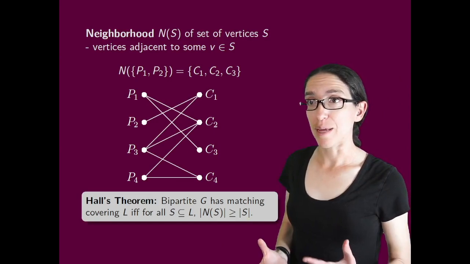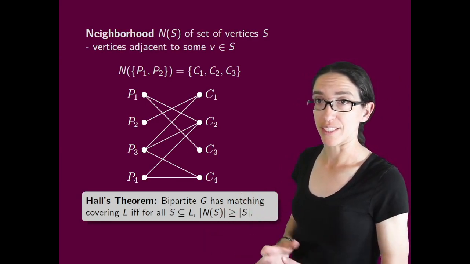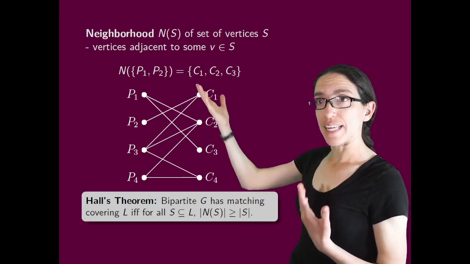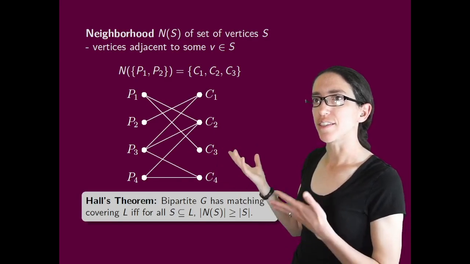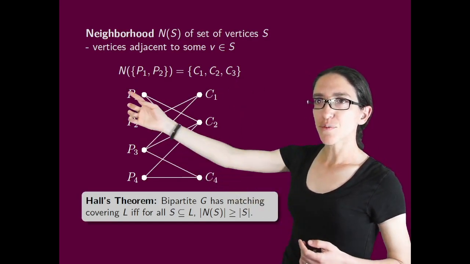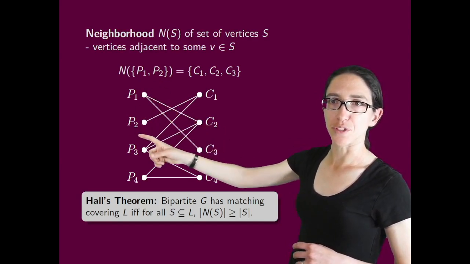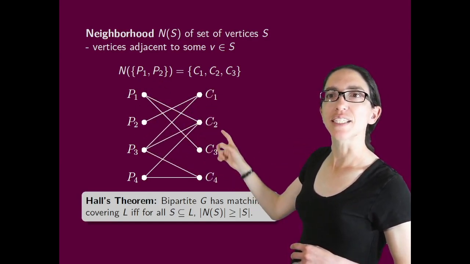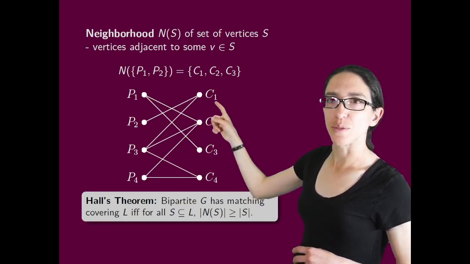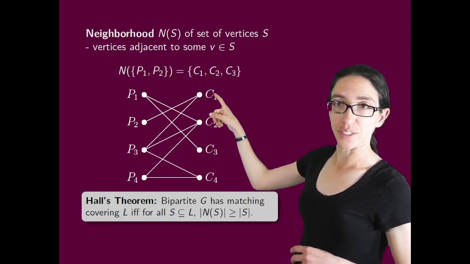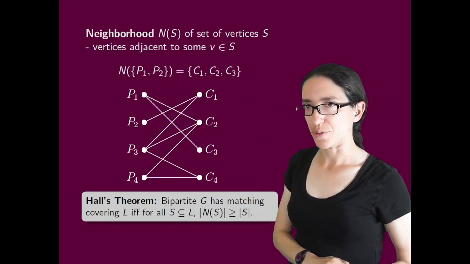So a mathematician named Hall answered this question completely in terms of when can you always match people with the cupcakes that they want. So define the neighborhood of a set of vertices in a graph to be the set of all vertices adjacent to some vertex in that set. For instance, if we take the neighborhood of the set of P1 and P2, what's the neighborhood of person 1 and person 2? It's all the cupcakes they collectively like. So P1 likes C2 and C3, and P2 likes C1, so together they like C1, C2, and C3. So the neighborhood of the set P1 and P2 is C1, C2, and C3.